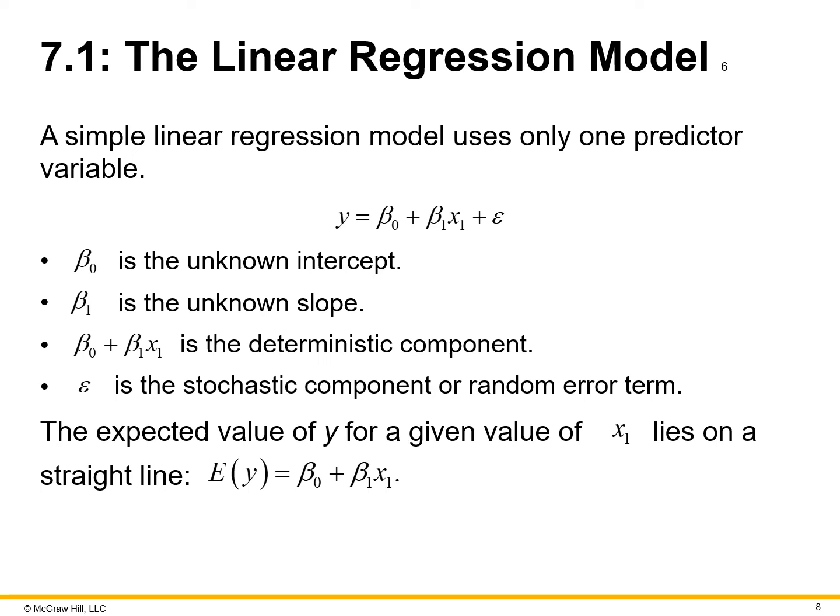The expected value of y for a given value of x1 lies on a straight line. So from a slope perspective, we'll find out the predictability based off how we look at that random error term. Remember, a random error term will exist because we're not going to have 100% finite solutions. Let's take a look at this from a graphic perspective.